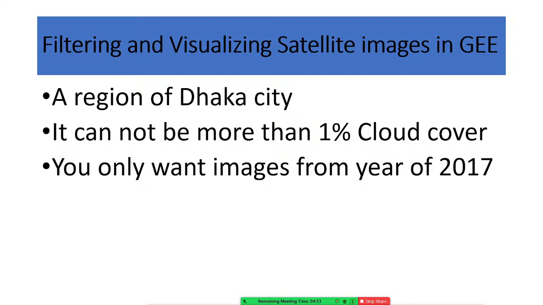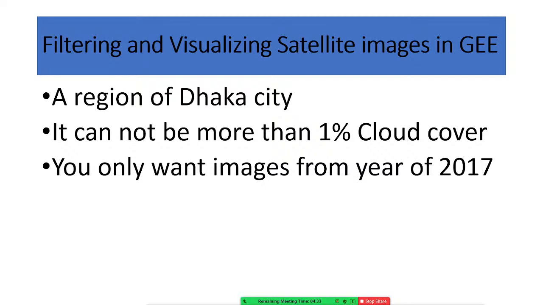First you need to select your area of interest. Then you need to filter your image properties. What are image properties? Suppose I want only the images that have no more than 1% cloud cover.